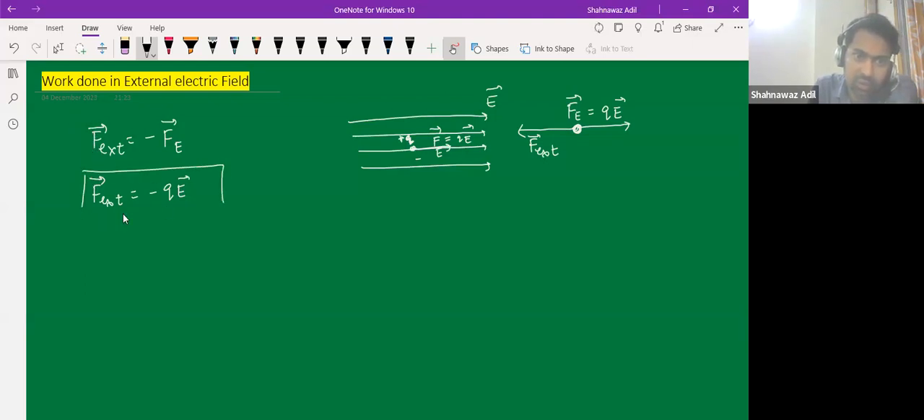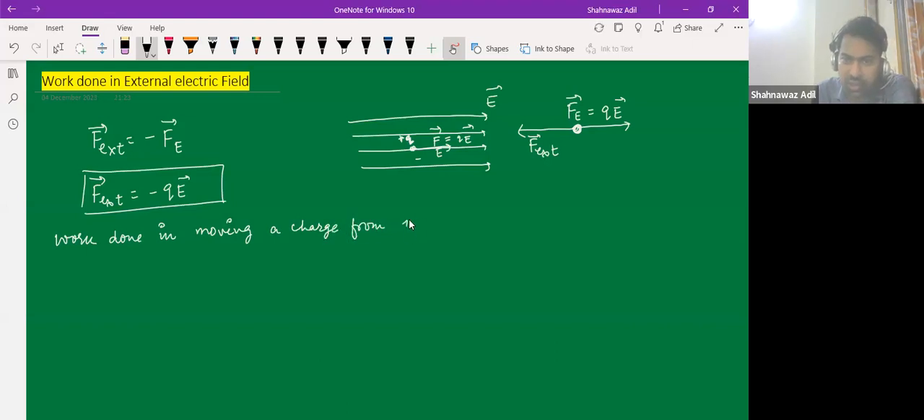Now, what would be the work done in the external electric field? So work done in moving a charge from, let's say, an initial point to a final point. This would be the work done in moving a charge from the initial point to the final point.